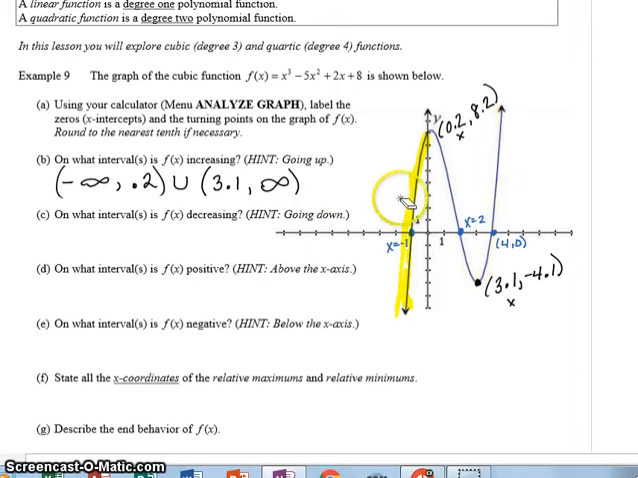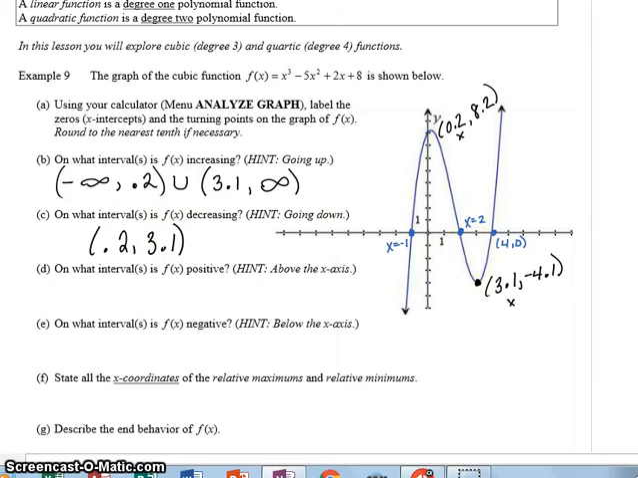Part C wants where it is decreasing. It's going down where I've just shaded in green. Anytime it's decreasing, you could slide down. Increasing, you can climb up. Decreasing, you could slide down. In interval notation, again, you're starting up at your max, the x value, from 0.2 all the way to the bottom there at 3.1. So there's my decreasing.